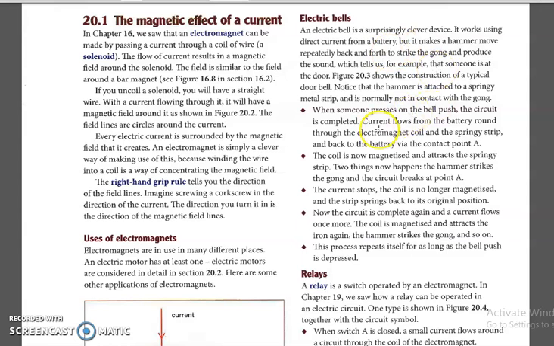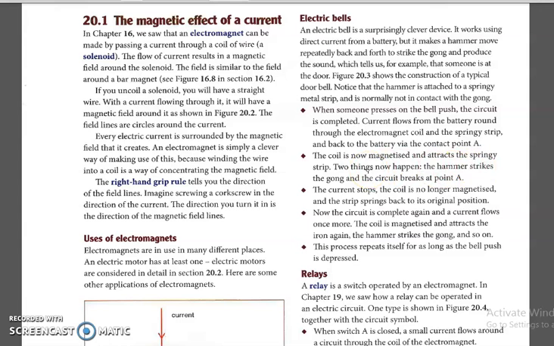Okay, so when someone presses on the bell push, the circuit is completed. The current flows from the battery round through the electromagnet coil, and the springy strip, back to the battery via the contact point A. The coil is now magnetized and attracts the springy strip. Now two things happen. The hammer strikes the gong and the circuit breaks at the point A.